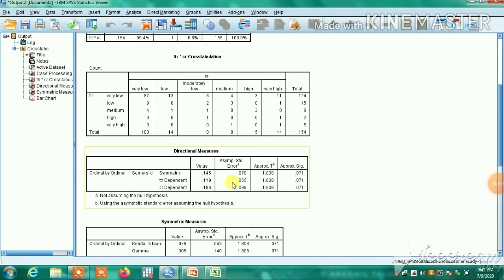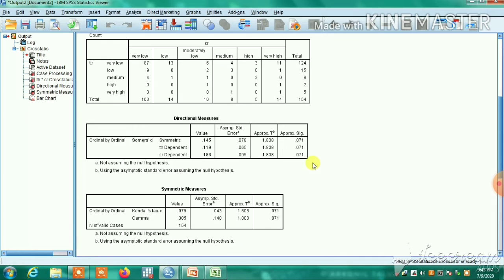That is, the error of prediction declines by 18.6% if we take into consideration the independent variable as tourist's arrival for predicting the COVID case per lakh as dependent variable. So in this way we can interpret the Somers D statistic when the COVID case is the dependent variable. The significance level is 0.7, so it is not significant at 5% level but significant at 10% level.